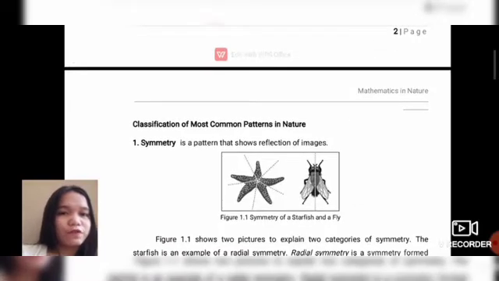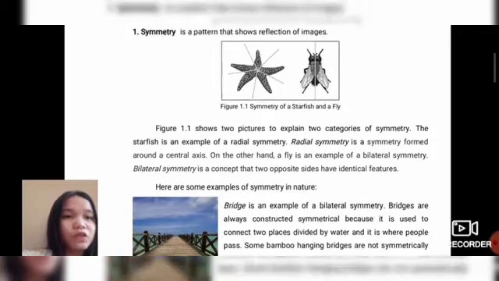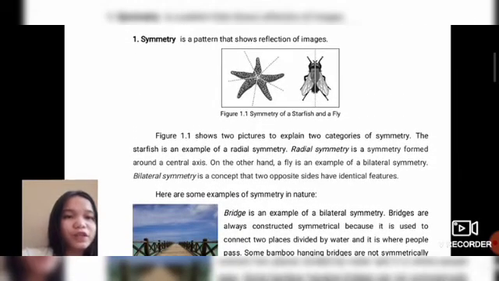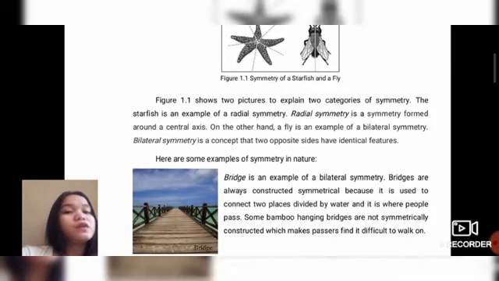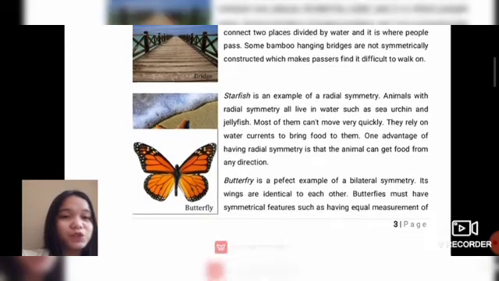And these are the classification of most common patterns in nature. The first one is symmetry. Symmetry is a pattern that shows reflection of images. The categories of symmetry are radial symmetry and bilateral symmetry. Radial is a symmetry formed around a central axis, while bilateral symmetry is a concept where two opposite sides have identical features. Here are some examples of symmetry in nature. The first one is a bridge, the second one is a starfish, the third one is a butterfly.